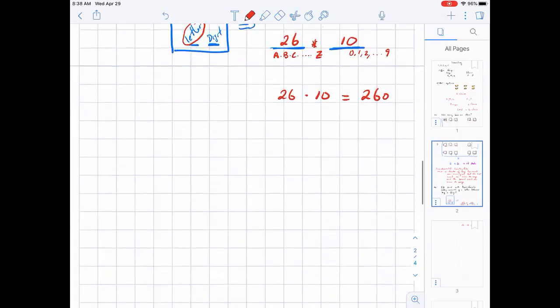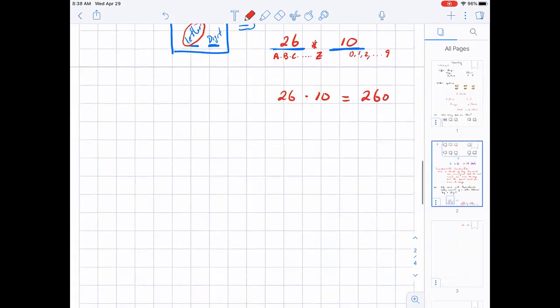Another type of counting we can look at here is something we call the factorial rule.